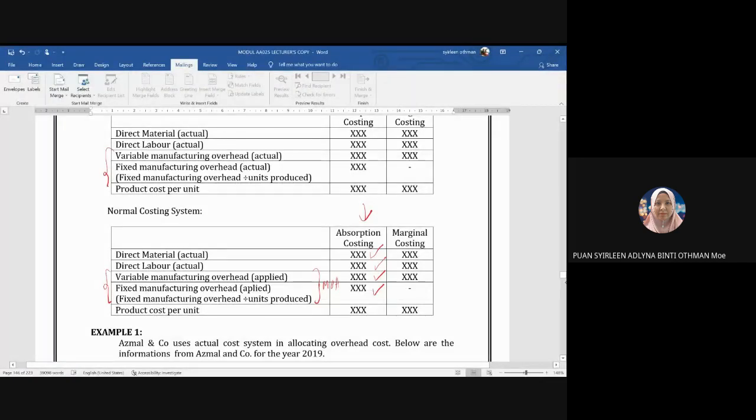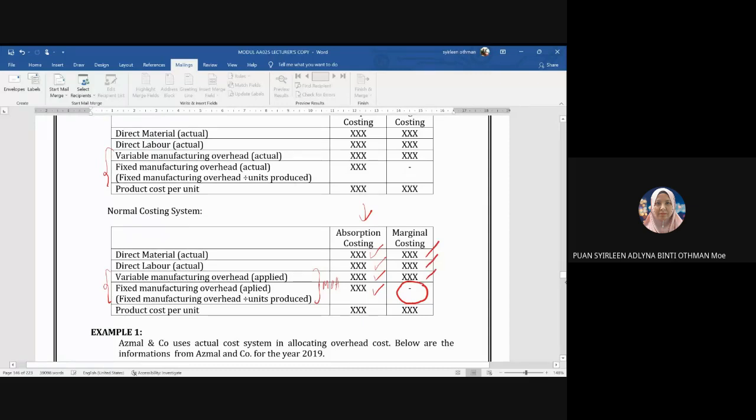Okay, sebab yang kita nak kira sekarang ni ialah product cost per unit. Okay, kalau untuk marginal, actually kita akan ambil balik nilai item yang sama, cuma kita tidak akan ambil kira fixed manufacturing overhead. Okay, so sebab tu nanti bila you buat costing, when you calculate the product cost per unit, your marginal costing will have lesser amount than your absorption costing. Sebab dia hanya ambil kira the variable costing saja, variable saja, direct material, direct labor and variable MOH.